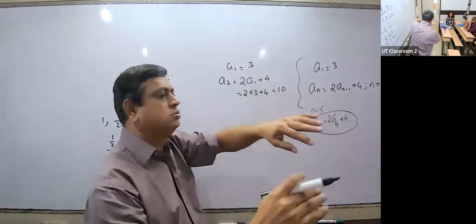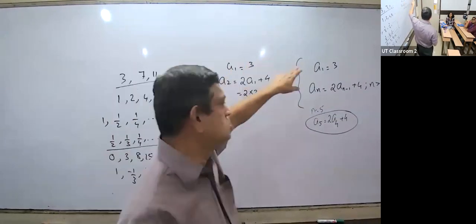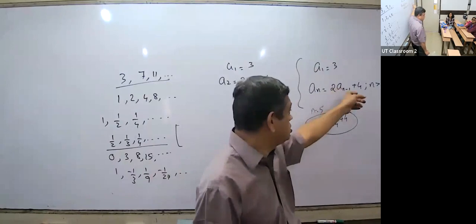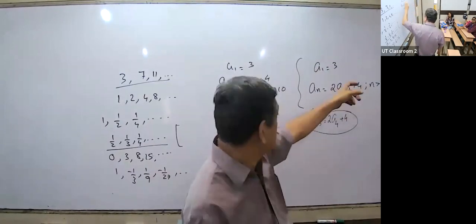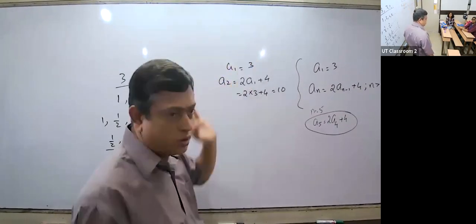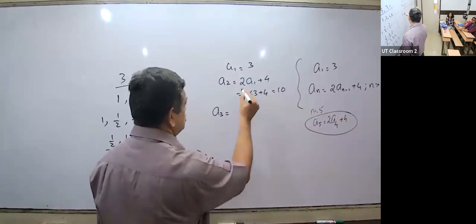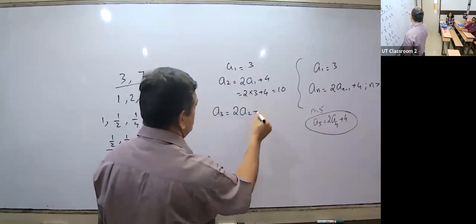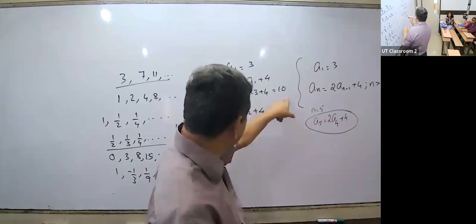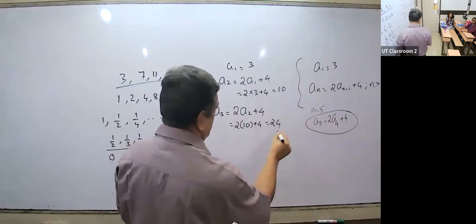A1 is equal to 3, followed. This is the question. When n is equal to 2, we replace n with 2 over here. A2 is equal to 2 times A2 minus 1. 2 minus 1 is A1 plus 4. We have the value of A1. How much? 3. We replace 2 into 3 plus 4. Are you followed now? So if I put n is equal to 3, what is A3? A3 is equal to 2A2 plus 4. Are you followed? Then what is the value of A2? 10. Therefore, 2 times 10 plus 4. How much? 24. Are you followed?